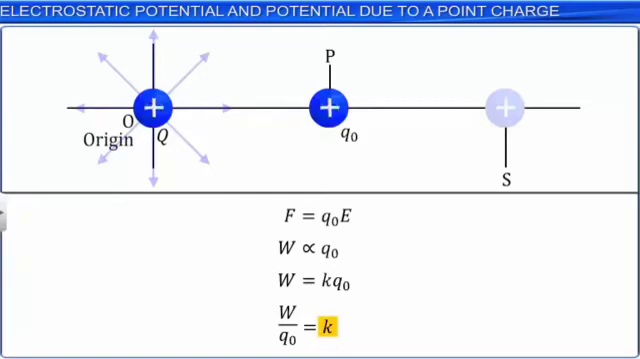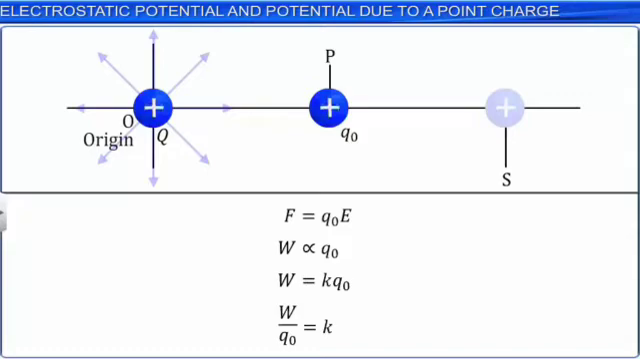The work done per unit test charge is a characteristic of the electric field at that point due to the charge configuration, and is known as electric potential at that point in the electric field due to the charge configuration. The electric potential is denoted by V.